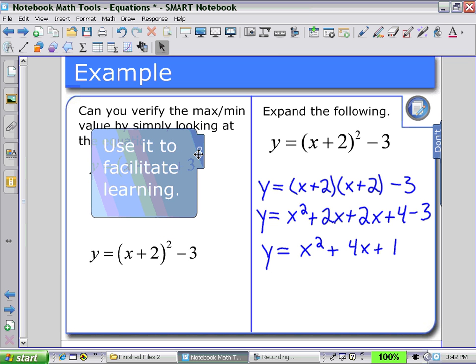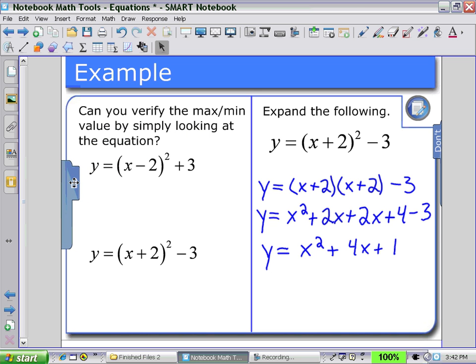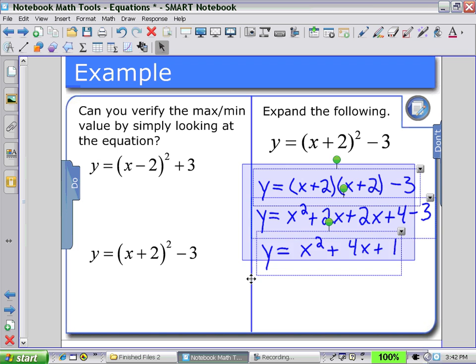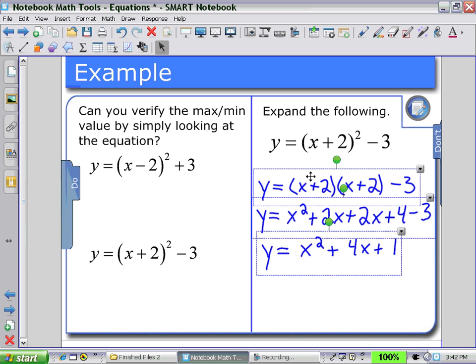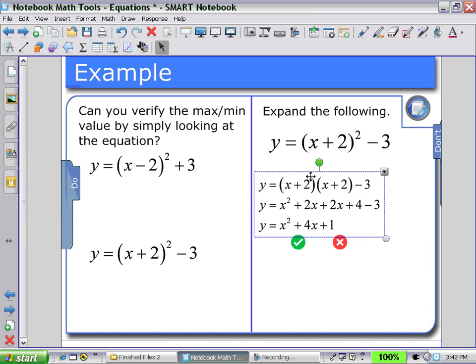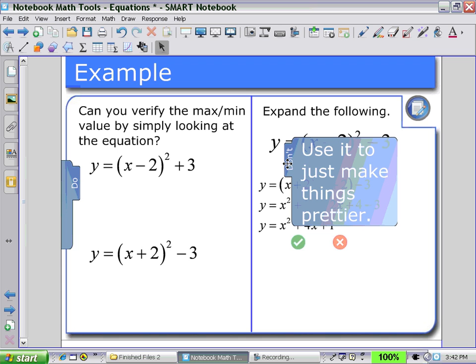And in that case, you would want to use the handwriting recognition tool. In the other example, the learning has already occurred. Expand the following: it's been expanded. We could use the handwriting recognition tool to make it more aesthetically pleasing. And so if I select all of those and ask it to recognize Math Ink, it will recognize the equation. It looks very pretty, but is there any editing? And in this case, maybe we don't use it just to make things prettier.